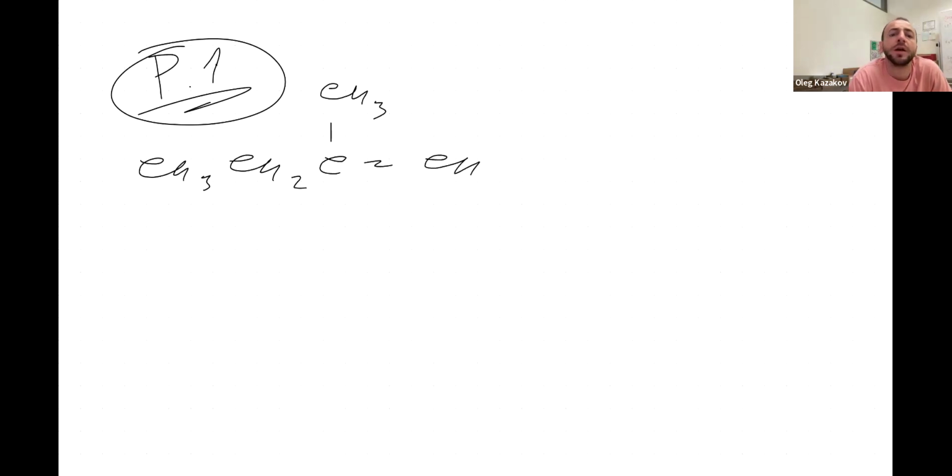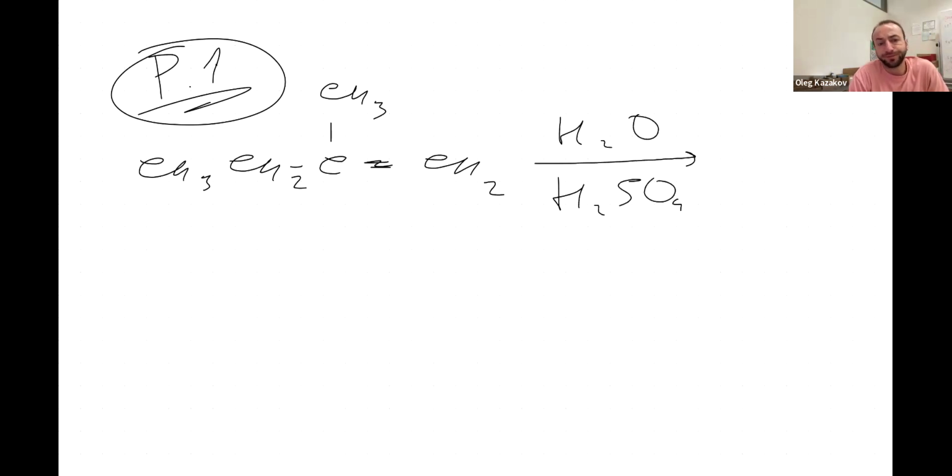For example, here we have an example like that. Let's say CH3, CH2, carbon, methyl, so double bond, CH2. So that's your example here. We are going to show the bonds. Now imagine we are going to add water in the presence of H2SO4 as a necessary additive.